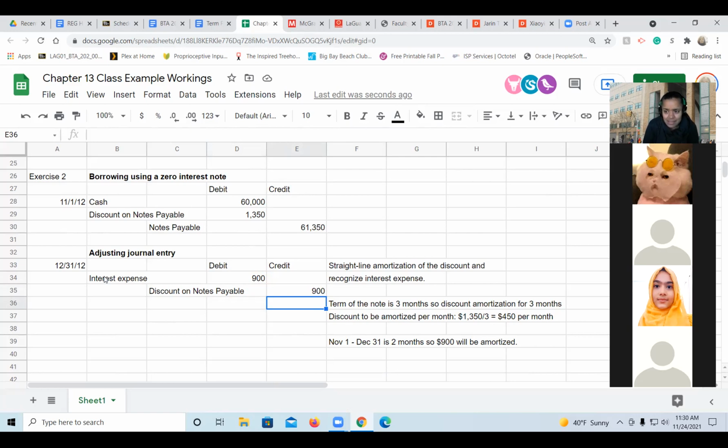It's clearly interest, but for some reason they're calling it a zero interest note. So that's the adjusting entry. You recognize interest and you get rid of some of the discount. Questions there?